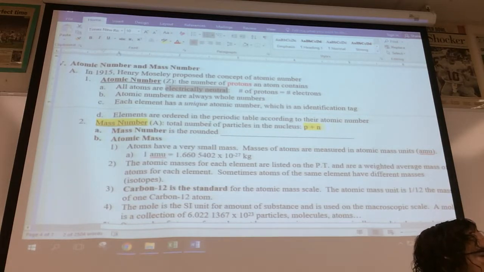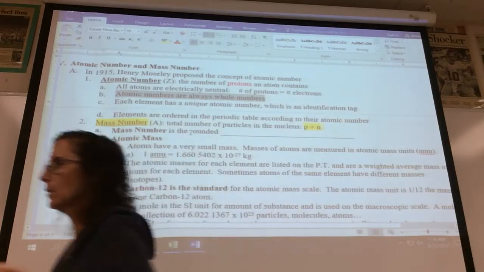Okay, great. So all atoms are electrically neutral, and so therefore the number of protons and electrons have to be equal. So you have an equal number of plus charge to negative charge for electric neutrality. Atomic numbers are always whole numbers.